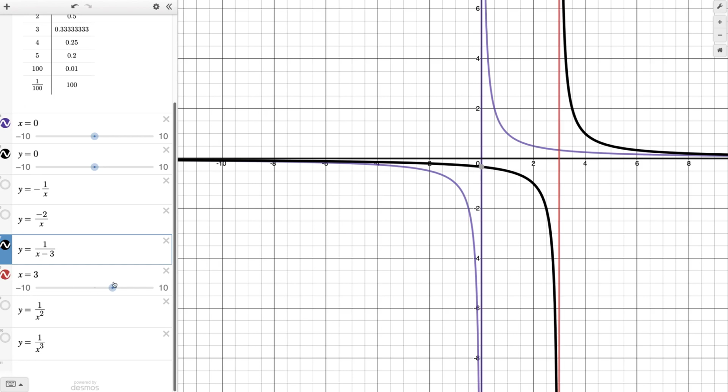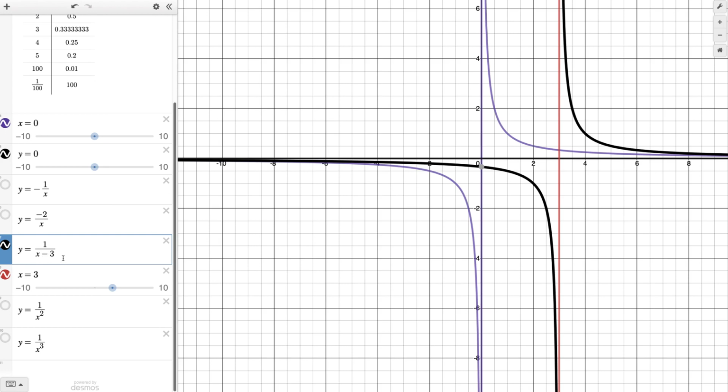Let's look at x equals 3 instead. And you guys see here, it looks like for this function, y equals 1 over x minus 3, x equals 3 is a vertical asymptote, right? X equals 3 is a vertical asymptote. In fact, we're going to see how to find the vertical asymptotes of a rational function that's at least been reduced is to take the denominator and set it to 0. Okay, take the denominator and set it to 0.